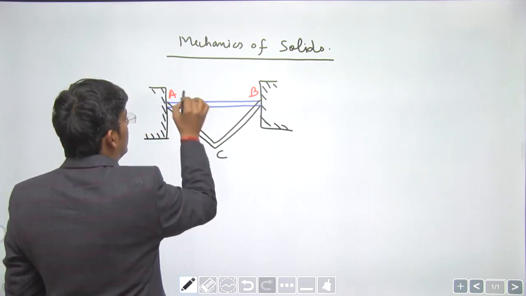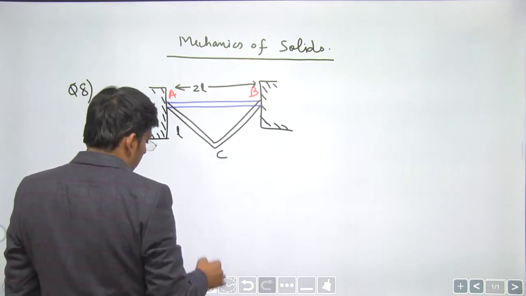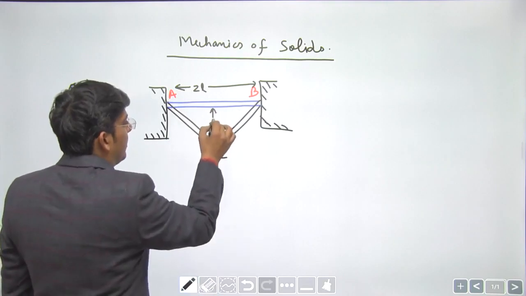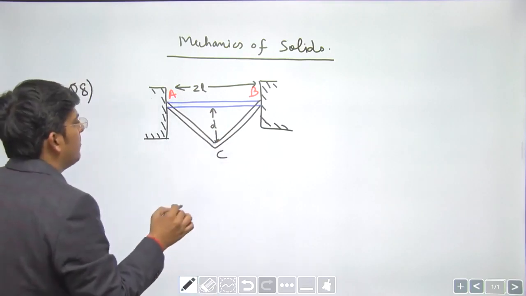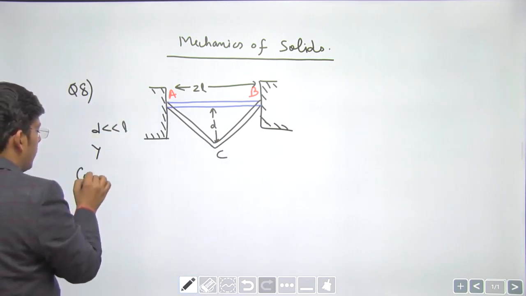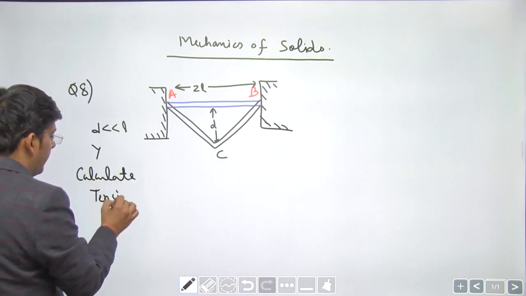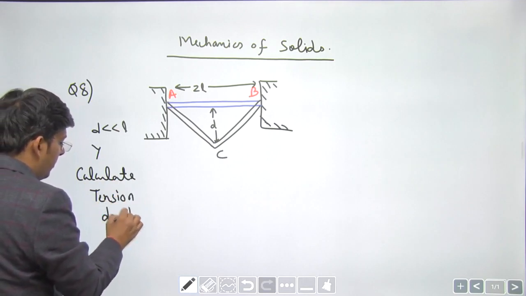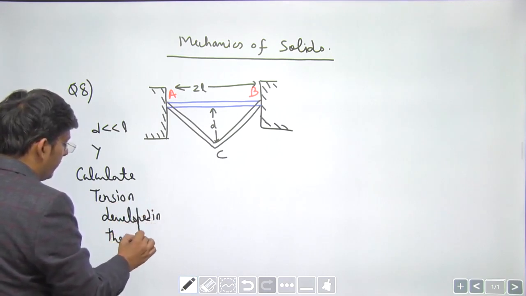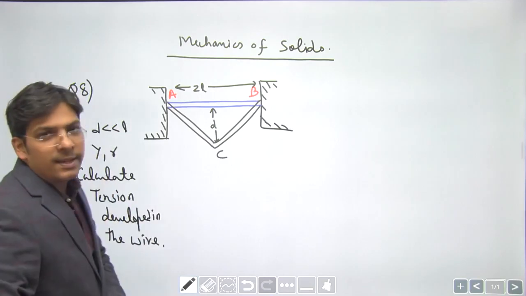The original length was, let it be 2L only. So you pull the wire by some distance D, plucking the wire from the middle, D being much less than L. Okay, Young's modulus being Y. You have to calculate the tension developed in the wire. You are asked to calculate the tension developed in the wire. Radius is R. Okay. So one thing is that D is much less than L.